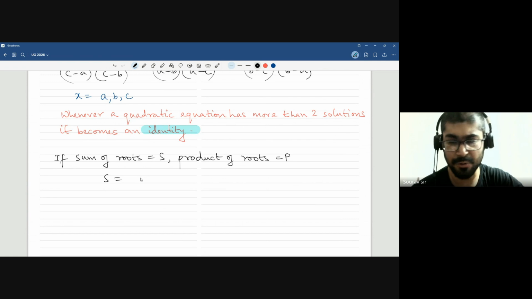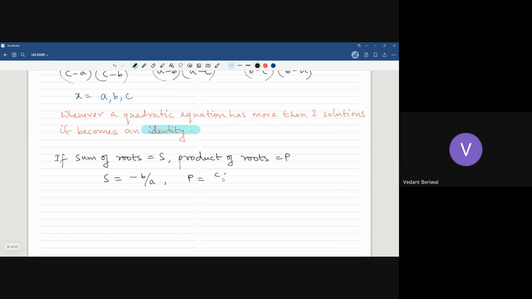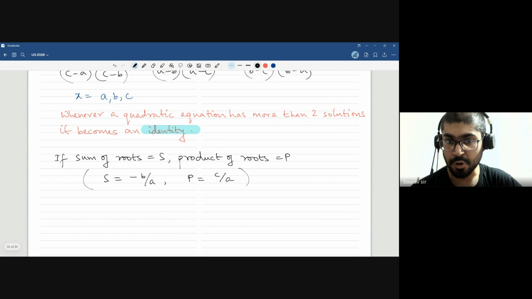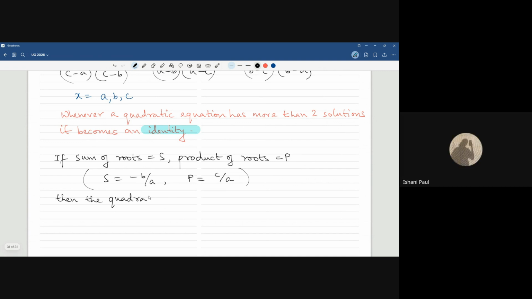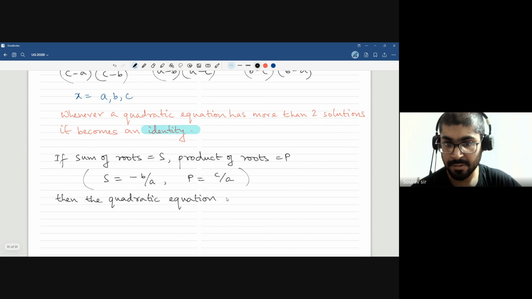What is sum of roots of a quadratic equation? The standard quadratic equation ax squared plus bx plus c. Negative b upon a. And product is c upon a. Fine. So if sum of the roots and product of the roots are given, what is the original quadratic equation? X square minus sum of roots x plus product of roots. Very good. X square minus Sx plus P is equal to 0. Remember this. This will help in many problems.